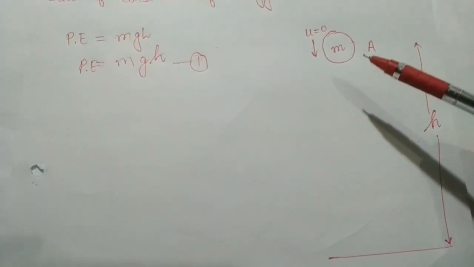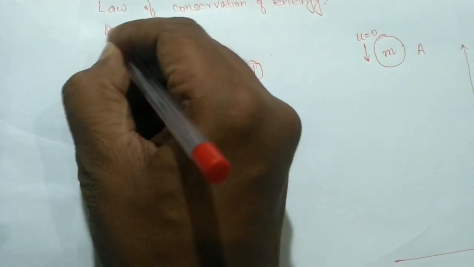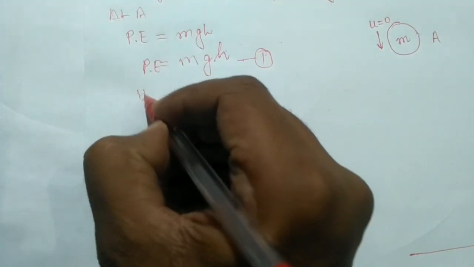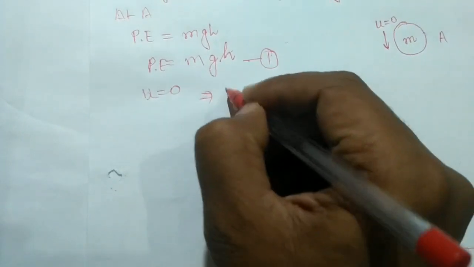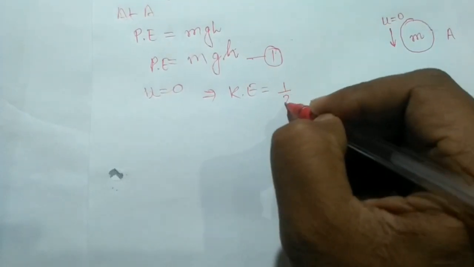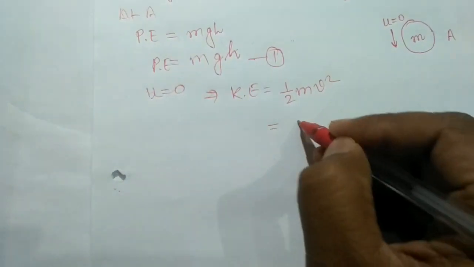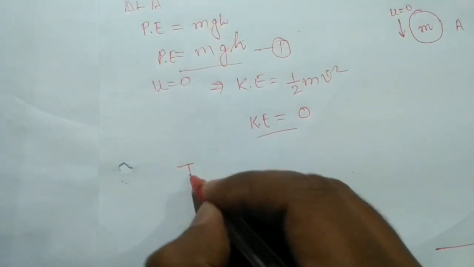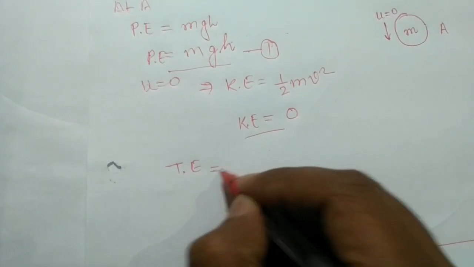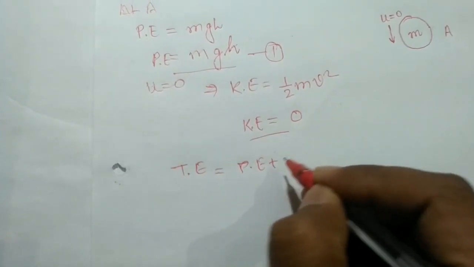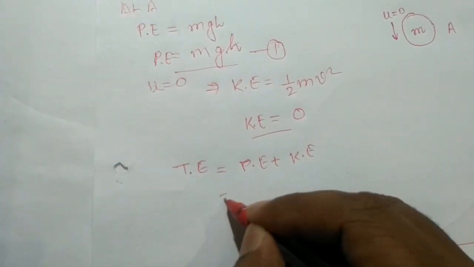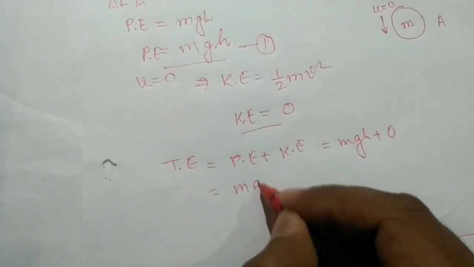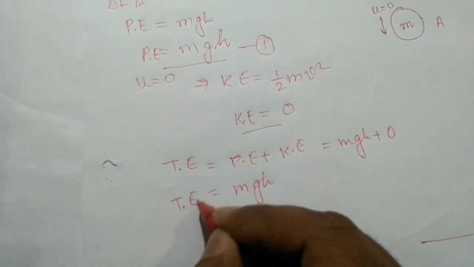Now the second part is to calculate kinetic energy at A. At A, we have calculated potential energy. At A, the initial velocity is 0. So this implies kinetic energy, which is half mv square, with velocity 0, becomes 0. Potential energy becomes mgh. So what is the total energy? You can say total energy or mechanical energy also. That is the sum of potential energy and kinetic energy: mgh plus 0 gives you mgh only. This is the total energy.